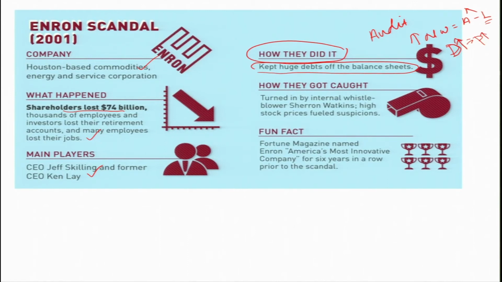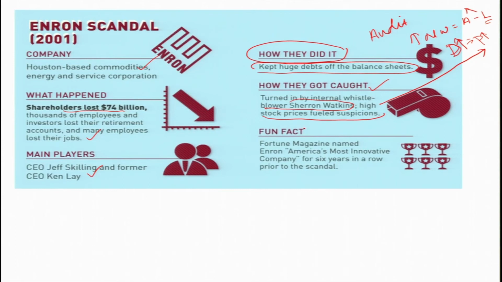When the stock price increases, the overall asset value of the company and its net worth will be increasing. So they will be able to raise further and more funds through the IPO channel as well, because we discussed in one of the previous sessions that the price in the primary market and secondary market are closely interrelated. Finally, how they were caught: there was a whistleblower, Sharon Watkins. Mainly the high stock prices fueled suspicion.